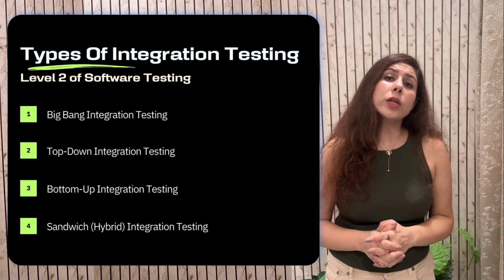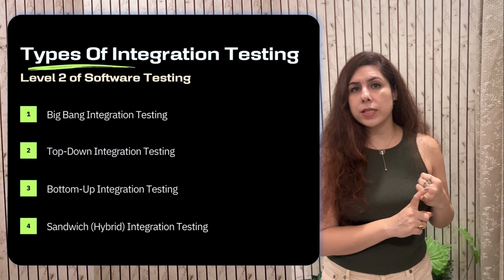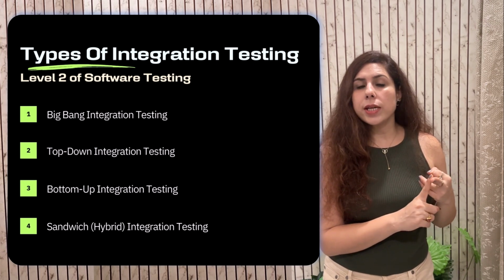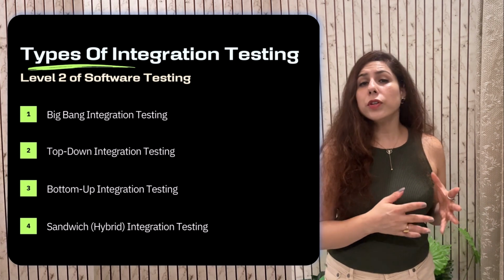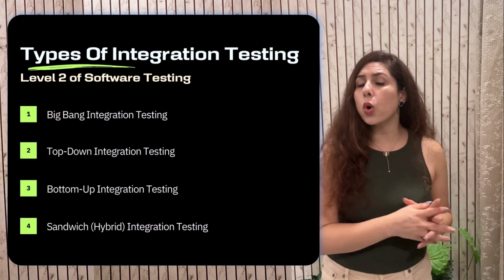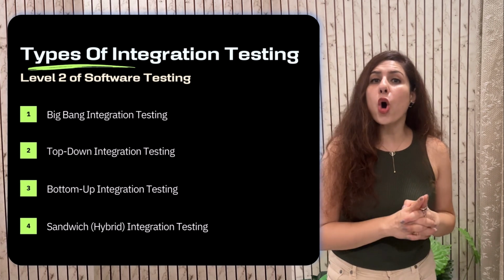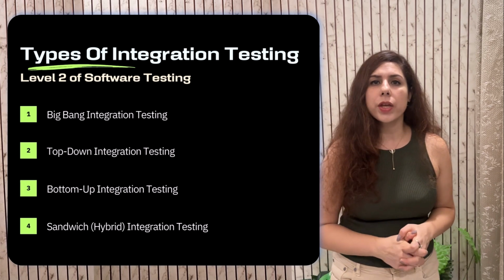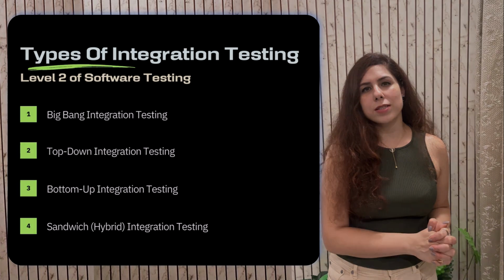Now, there are 4 types of integration testing: Big Bang integration testing, top-down integration testing, bottom-up integration testing, and sandwich integration testing. We will discuss each of them in detail in the upcoming videos on integration testing. Basically, integration testing is all about checking the interactions of different parts of the system. With this, let's now move on to the next level of software testing.